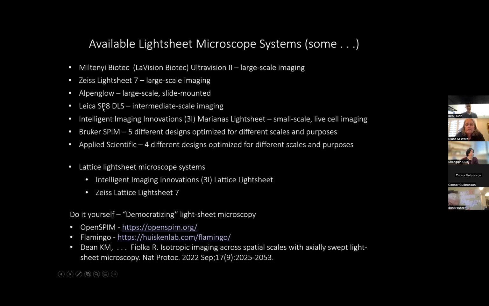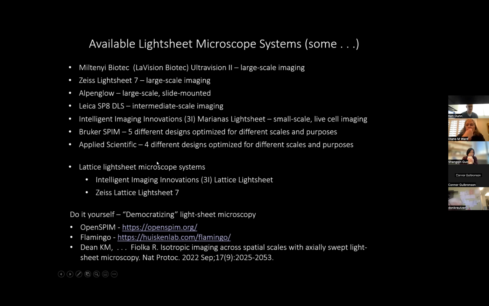The Leica SP8, that's that goofy system that has the two mirrors hanging off the objective. It's pretty much for intermediate scale. We found it really hard to work with. Intelligent Imaging Innovations makes this Marianas light sheet, which is actually designed for small scale live cell imaging. Bruker makes 5 different designs, each optimized for a different thing. So either tissue imaging, high speed imaging, whatever. Applied Scientific does as well.